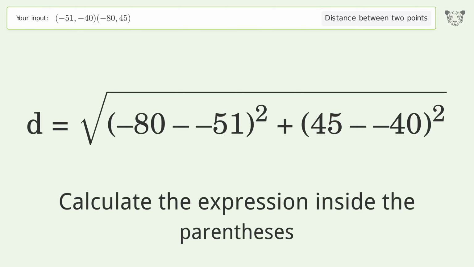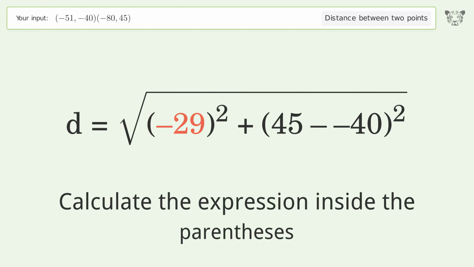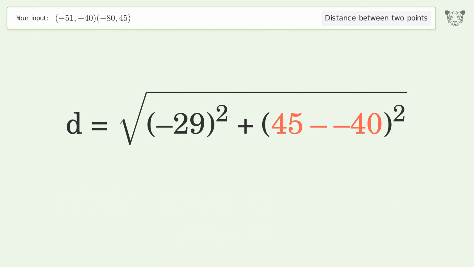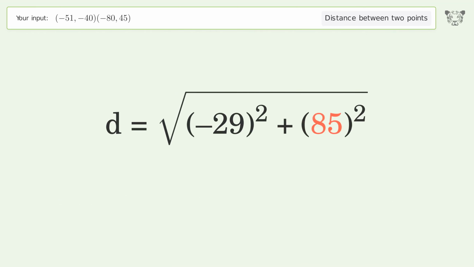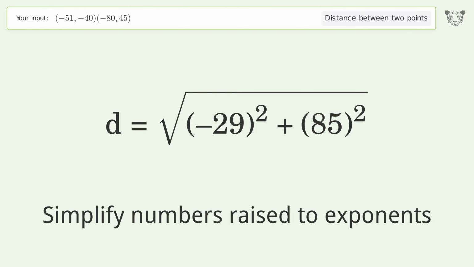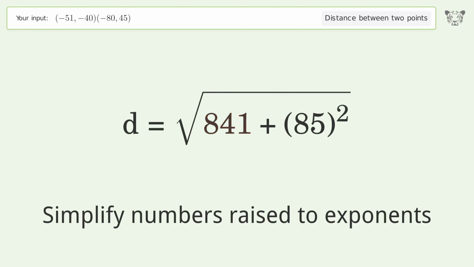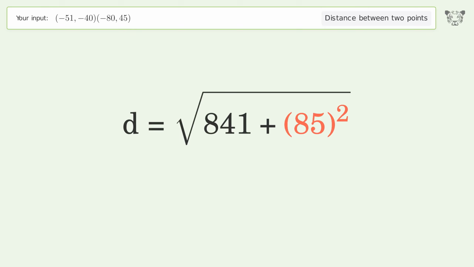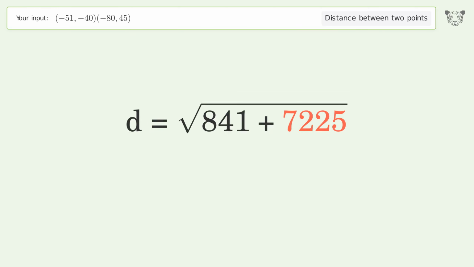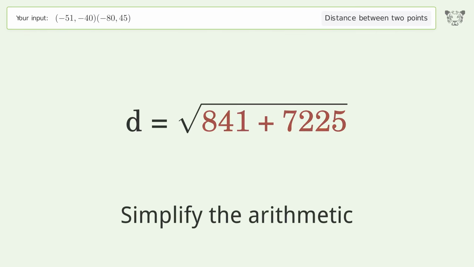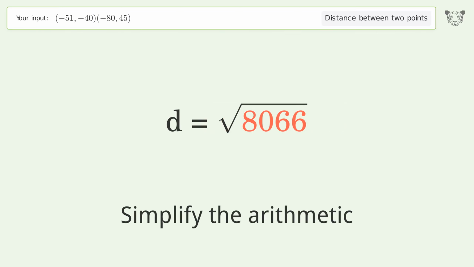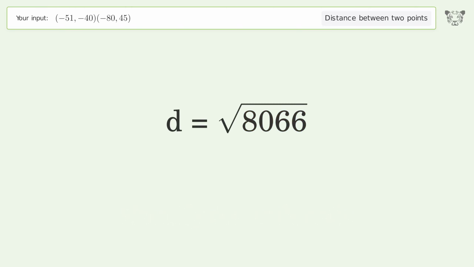Calculate the expression inside the parentheses. Simplify numbers raised to exponents. Simplify the arithmetic. And so the distance between the 2 points is the square root of 8066, or 89.811.